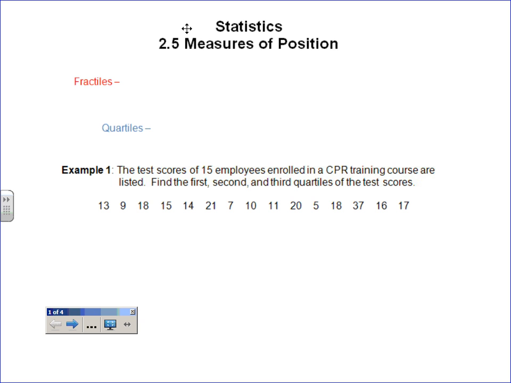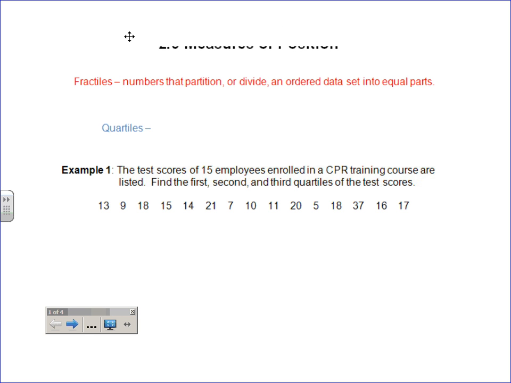And all a fractile is, and I think I have it this way, is a number that partitions or divides an ordered data set into equal parts. It could be 200 parts, or it could be 2 parts, really. There's a number that divides it up into 2 parts. That would be halves.